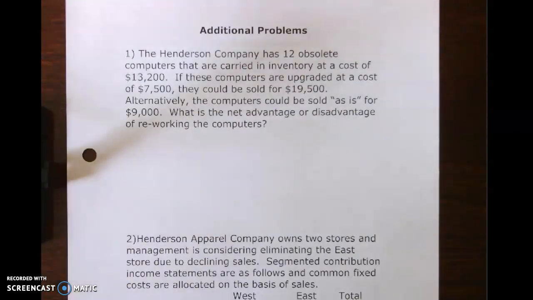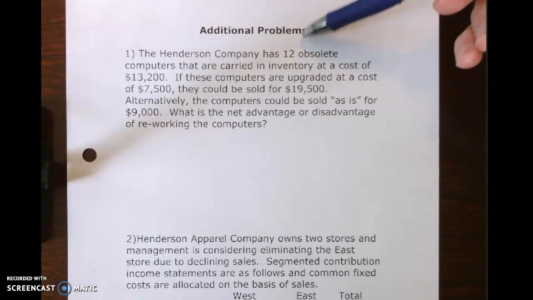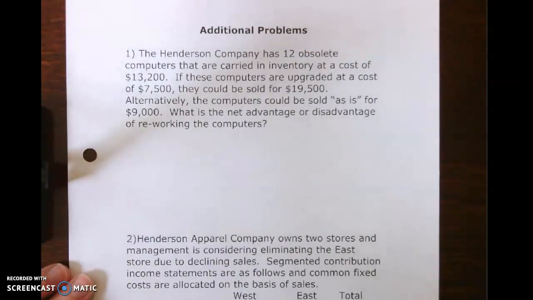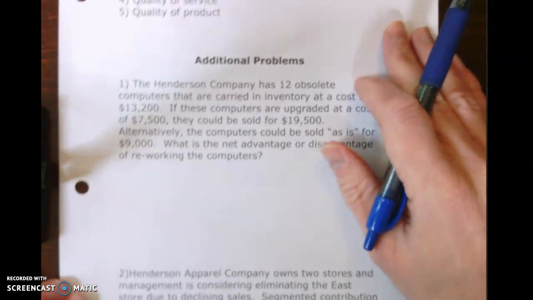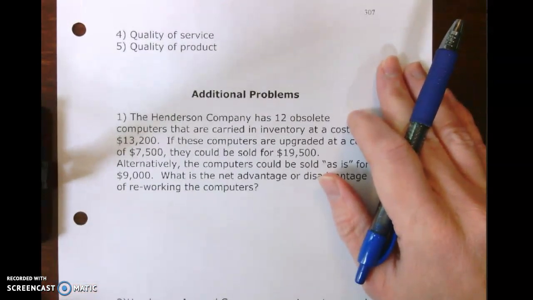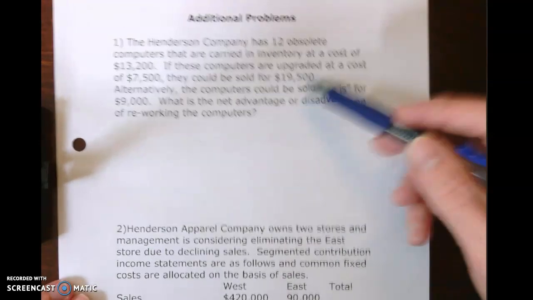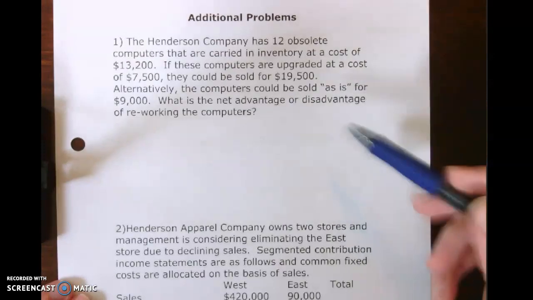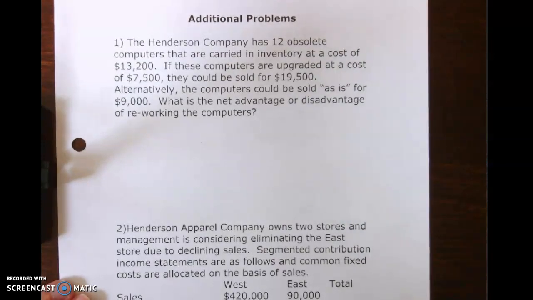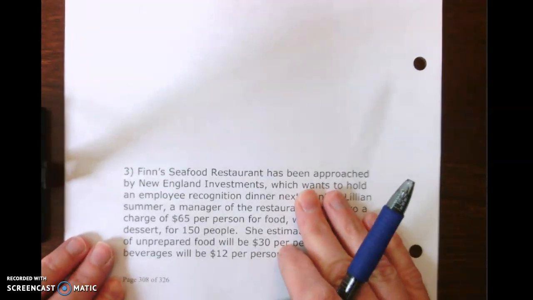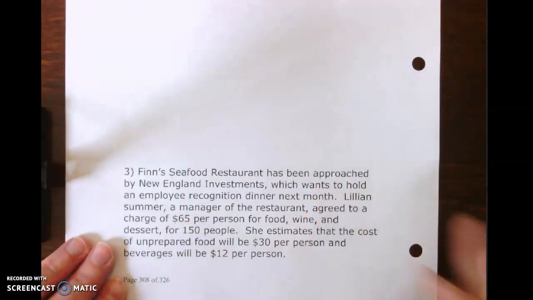So in this video, I'm going to be going over these additional problems that relate to managerial decision making. If you're following along, you're on page 307 of your course pack, which is right up here. We have these three additional problems. We have one that is a reworking of computers, further processing problem. We have one that is a dropping a product line problem. And then we have the third one over here on the next page, which is a special order problem.